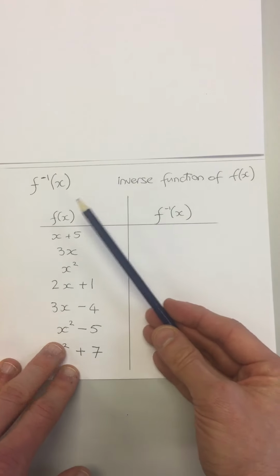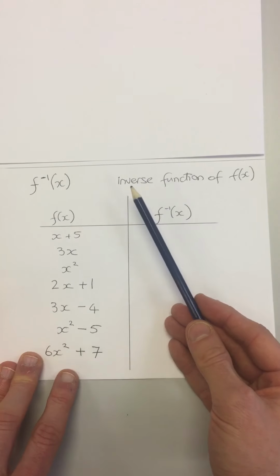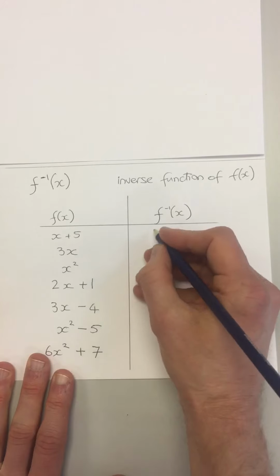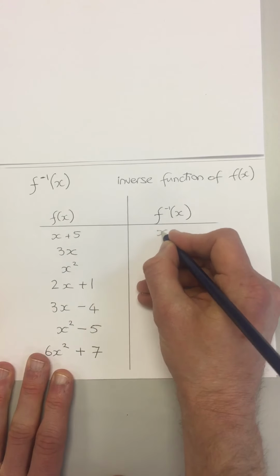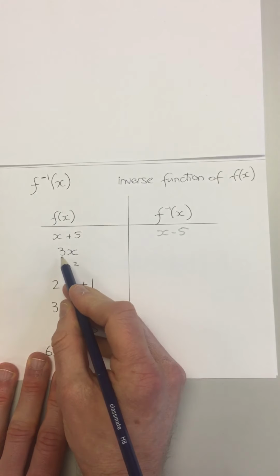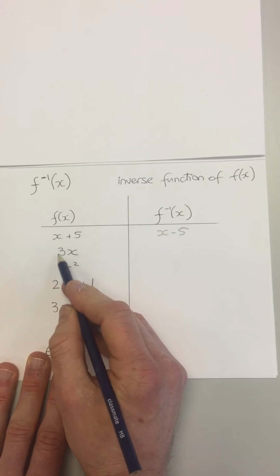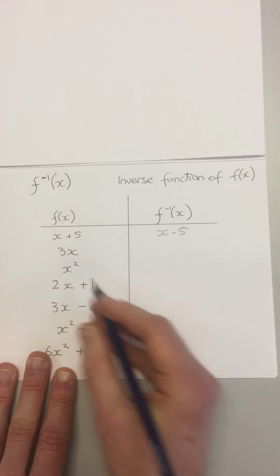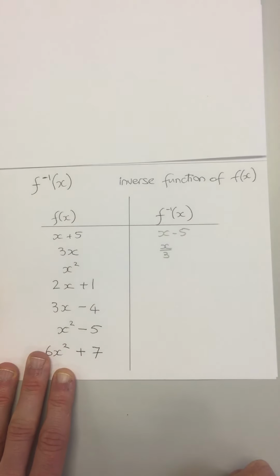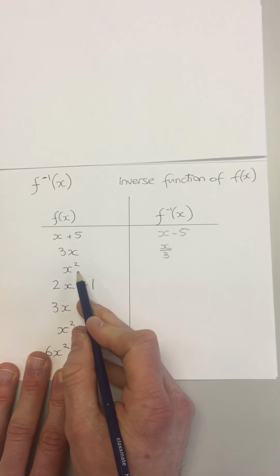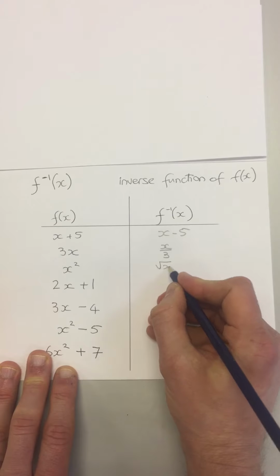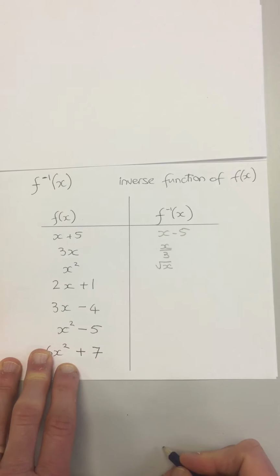So like I said, f minus 1 means the inverse function. The opposite of x plus 5, the inverse of x plus 5 is x minus 5. The inverse of 3x, remember this means multiply the x by 3, so the inverse would be to divide the x by 3. This function here, x squared, the inverse of x squared is the square root of x.